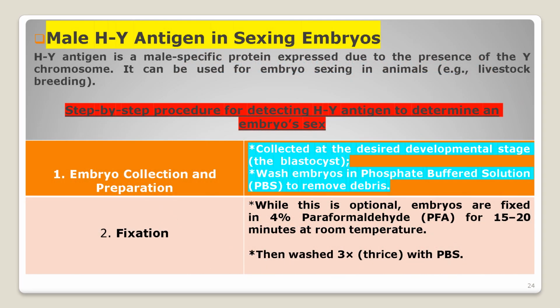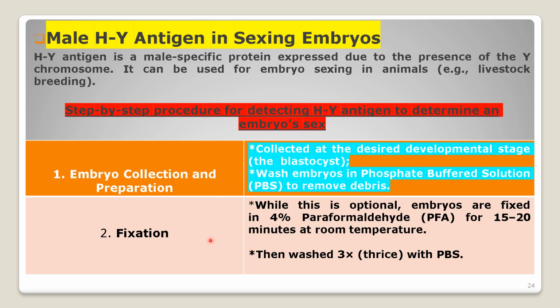The next method of the non-invasive ones is the use of male H-Y antigen in sexing embryos. H-Y antigen is a male-specific protein that is expressed due to the presence of the Y chromosome. This can be taken advantage of for embryo sexing in animals. The step-by-step procedure shows that the first thing to do is to collect the embryo and prepare it.